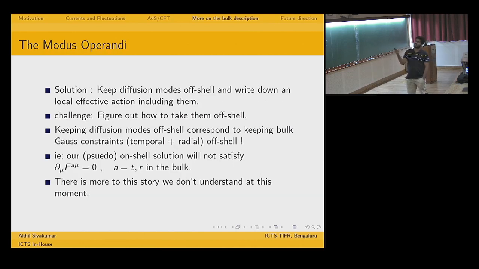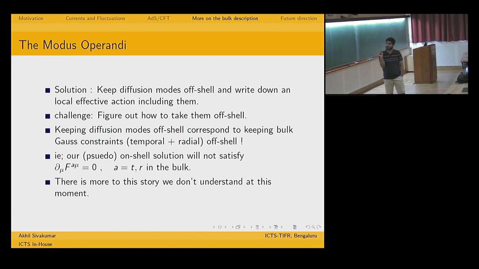The solution would be to keep these diffusion modes, or small omega and k, off shell and write down a local effective action including them. So our challenge would be to figure out how to make them off shell. And keeping diffusion modes off shell corresponds to keeping bulk Gauss constraints off shell.